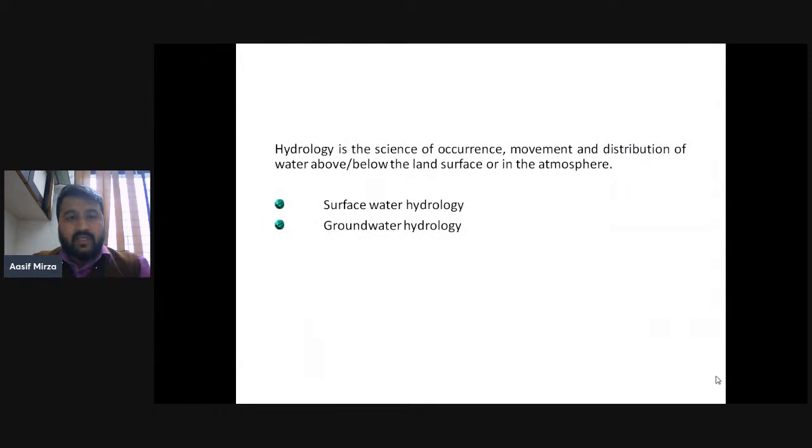So, what is the definition of hydrology? Hydrology is nothing but the science of occurrence, movement, and distribution of water above or below the land surface or in the atmosphere. On the basis of this definition, we can divide hydrology into two: surface water hydrology and groundwater hydrology. We will first see surface water hydrology, and then we will move to the second, groundwater hydrology, in the next class.